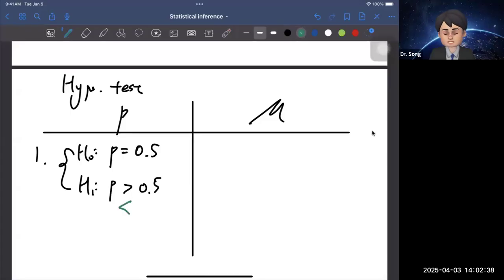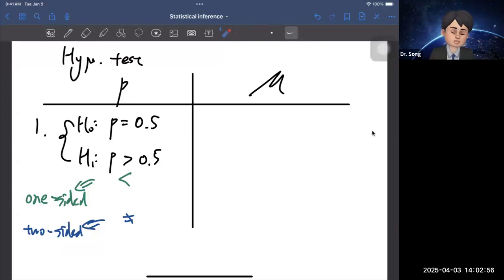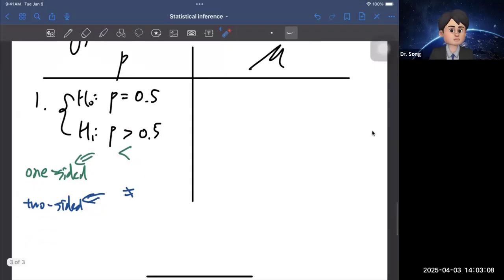When you have a greater than or less than, then we call it the one-sided test. One-sided test, you check one side only. On the other hand, if you have the alternative hypothesis not equal to, in that case we call it the two-sided test. Some textbooks say one-tailed, two-tailed, but it doesn't matter. The term is not that important. You just need to figure out whether it's one-sided or two-sided by looking at the alternative hypothesis. I will tell you in a minute what makes the difference.